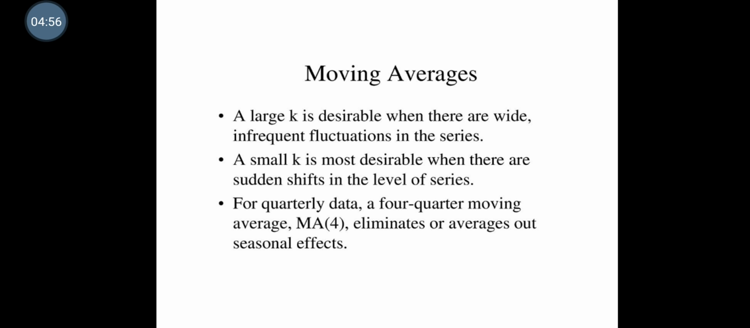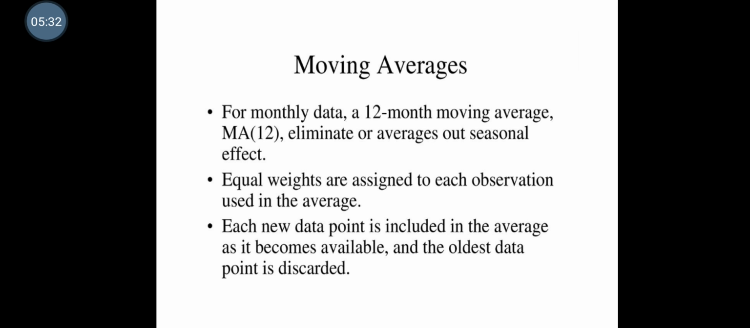A large k for the moving average is desirable when there are wide, infrequent fluctuations in the series. A small k is desirable when there are slow shifts in the level of the series. For quarterly data, a 4-quarter moving average averages out seasonal effects. For monthly data, a 12-month moving average eliminates or averages out seasonal effects. Equal weights are assigned to each observation used in the average. Each new data point is included in the average as it becomes available, and the oldest data point is discarded.